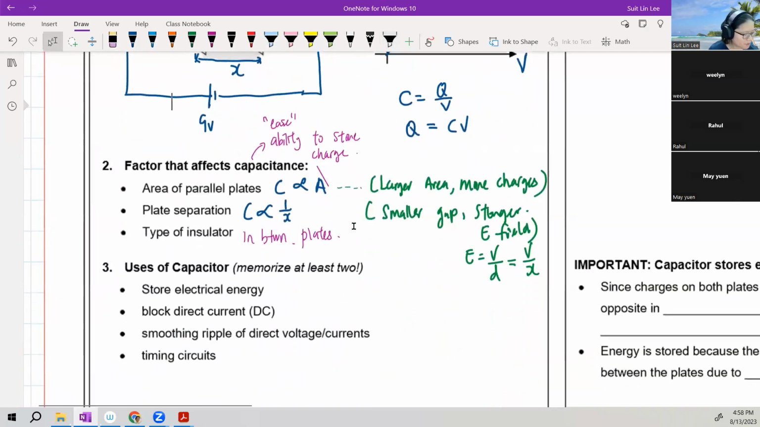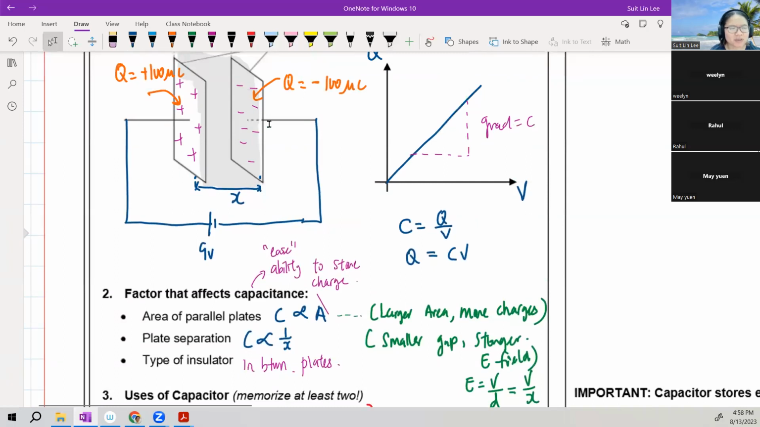Okay, so finally, uses of capacitors. Sometimes they will ask, so you just memorize a few. It's used to store electrical energy, not charges, because they don't really store charge. It did store charge on one plate, but what it did was just separate the charge, taking the negative charge from the positive plate and putting it on the negative plate.